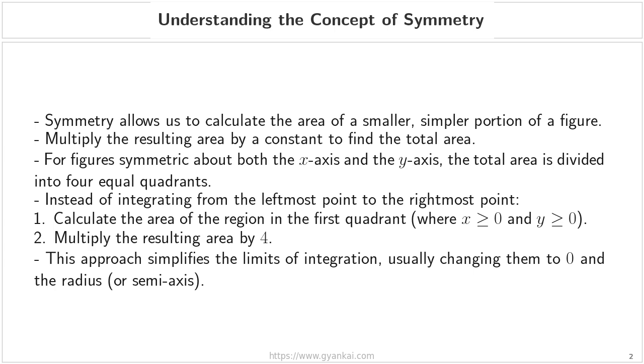The real beauty of this approach is how much it simplifies our integration limits. Rather than dealing with complex boundaries, we can usually change our limits of integration to start at 0 and end at the radius or the semi-axis. This sets us up perfectly for the next few slides, where we will apply this exact logic to derive the area formulas for circles and ellipses. Now that we've established that calculating the area of closed shapes like circles can be quite a tedious task using standard integration, let's look at a much more efficient strategy: understanding the concept of symmetry.